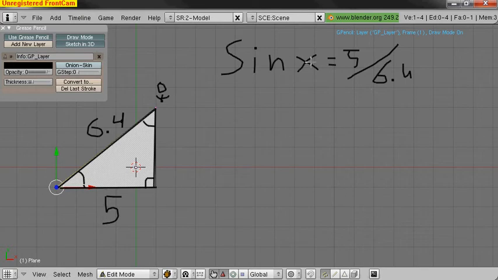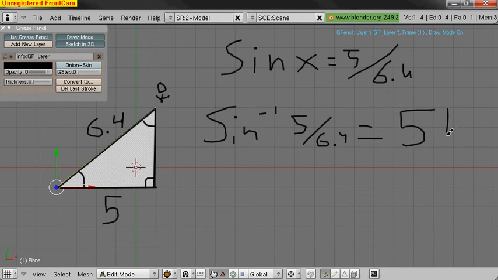And to type that in, that'll be second sine of 5 divided by 6.4. Let me see what that comes out to. Second sine, 5 divided by 6.4. That looks like 51.37.